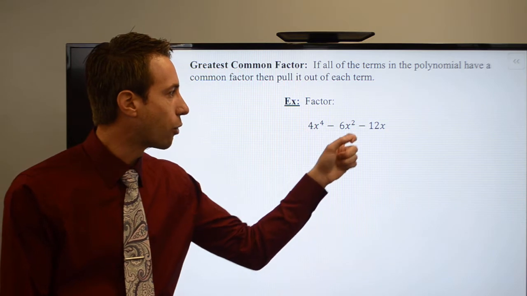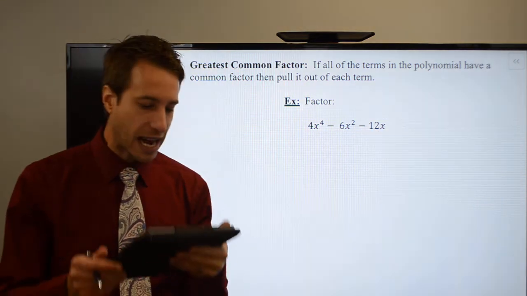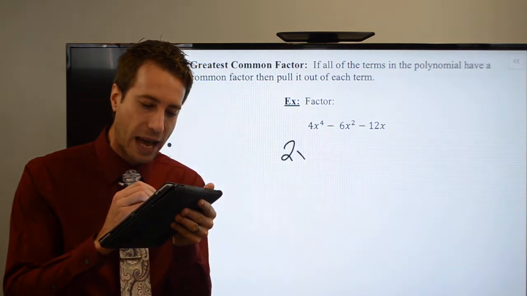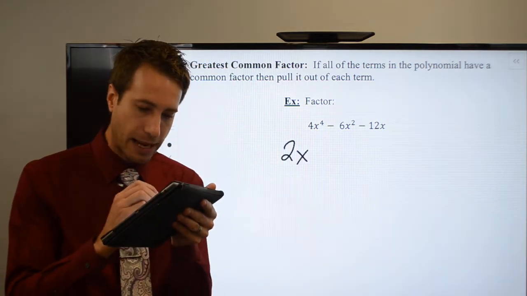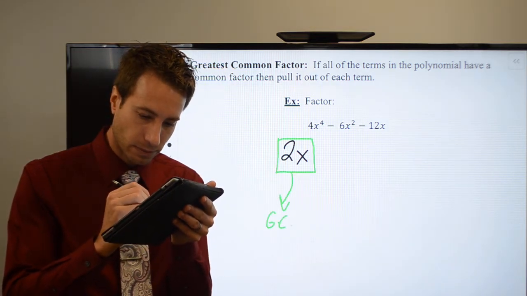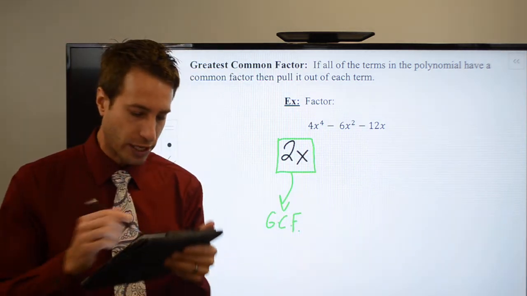And then I have an x to the 4th, an x squared, and an x. I can pull an x out of all of those. So that's exactly what I'm going to do. I will factor out that 2x, which represents my GCF. That was the greatest common factor for those three terms.